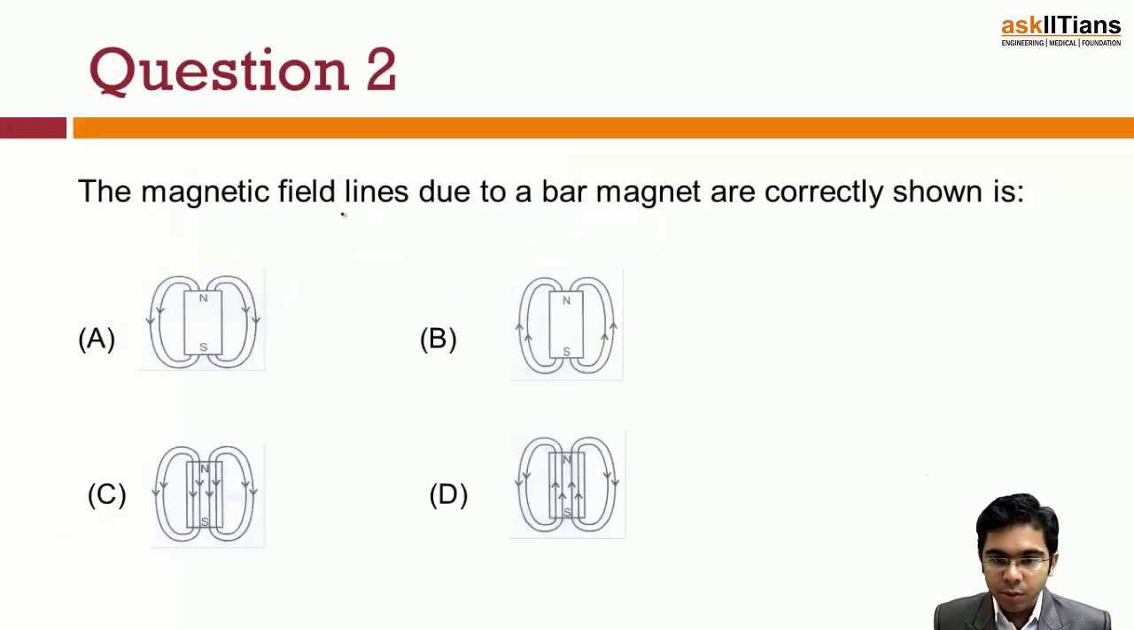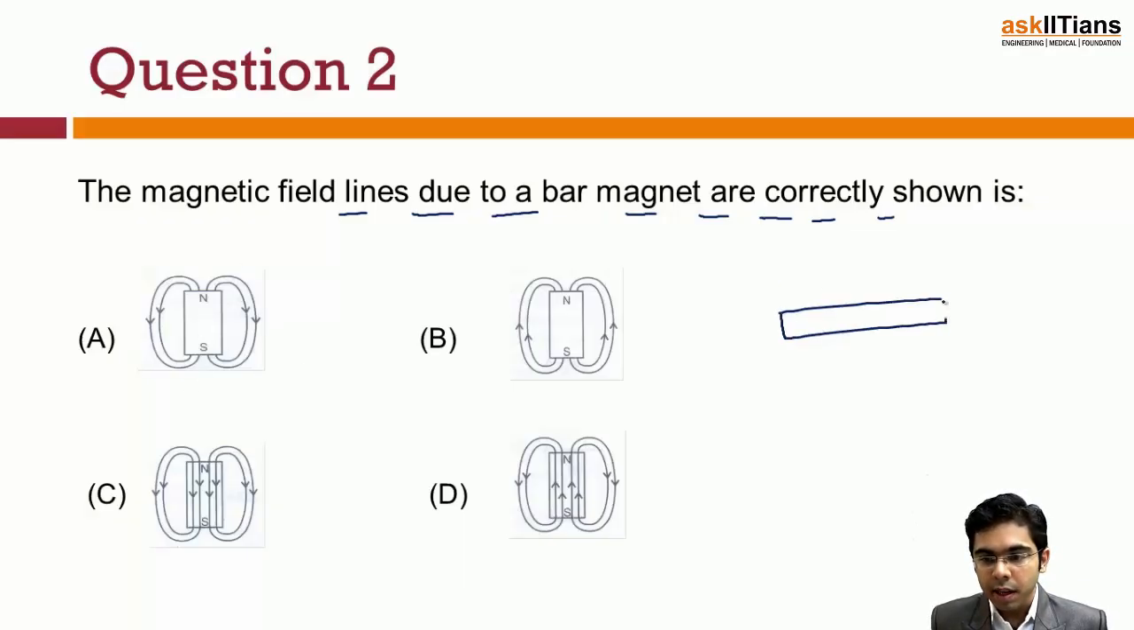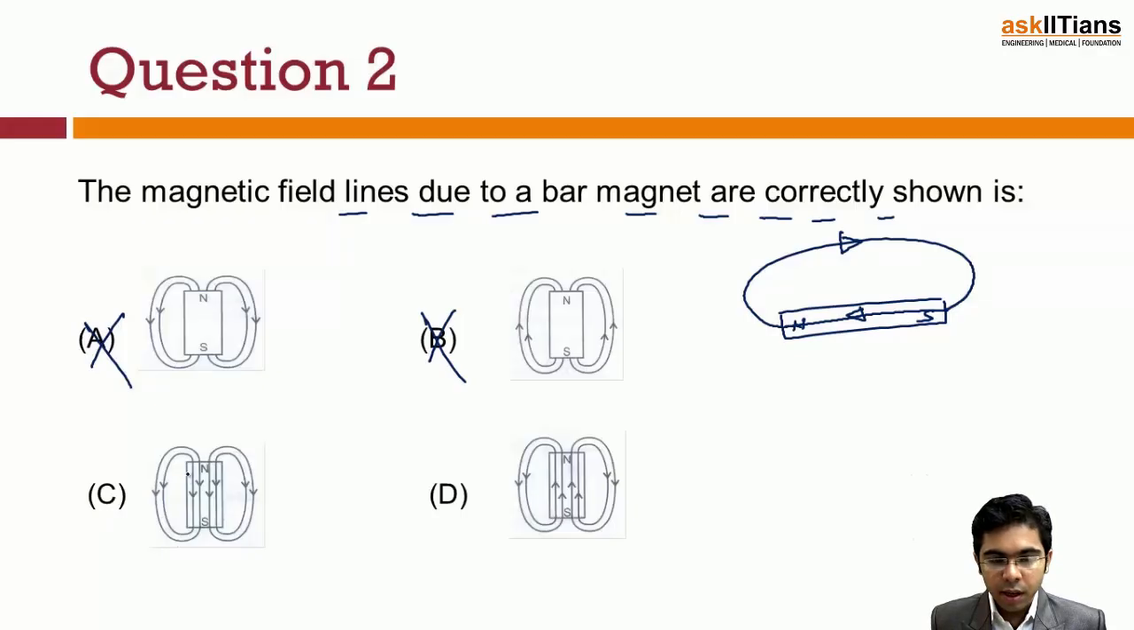Magnetic field lines due to the bar magnet, which are correctly shown? Okay, for the bar magnet we know that if this is the bar magnet, north south, the field lines start from north and go to south, and in between, inside the bar magnet, they go from south to north, something like this, making a closed curve. So this is incorrect. If we look at this again, these are closed curves, but inside it is going from north to south. So option C should be incorrect, option D should be correct.